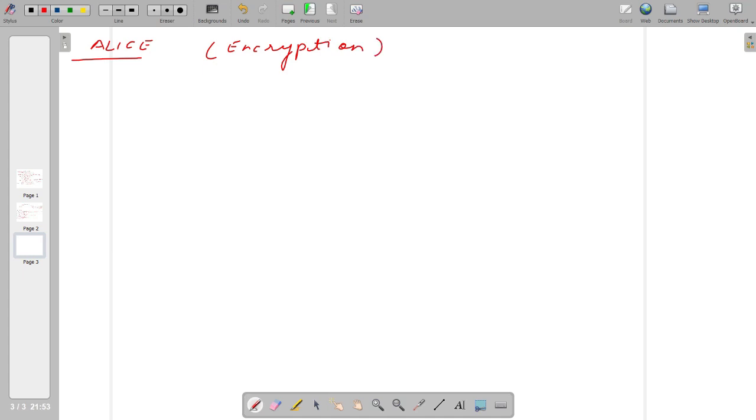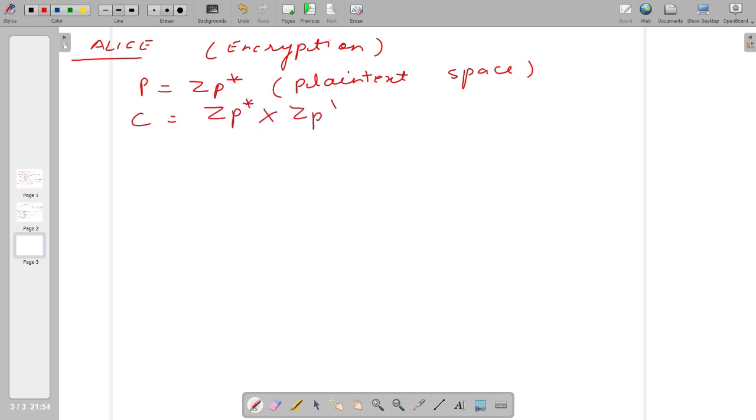Okay. So let's say the plaintext space P is Zp star. This is the plaintext space. Plaintext can be any message from Zp star. C is equal to Zp star times Zp star, which is the ciphertext space. We will discuss why we write it this way: in the ElGamal cryptosystem we always generate two ciphertext components. So that's why it is Zp star times Zp star. Now Alice chooses a random number k.